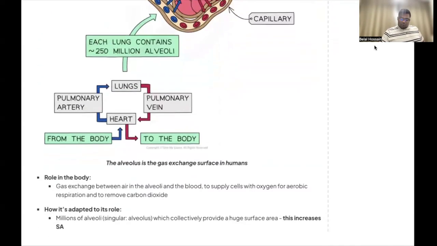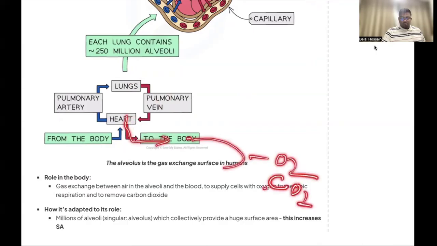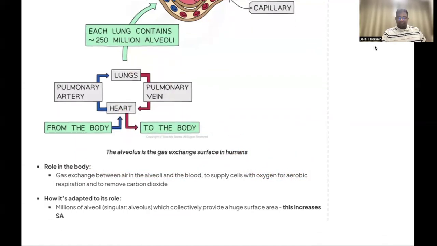So from the body, all the deoxygenated blood goes to the heart. The heart pumps it to the pulmonary artery. The pulmonary artery takes it to the lungs. From the lungs, it goes to the pulmonary vein. From the pulmonary vein, the oxygenated blood enters the heart. The heart pumps it back again to the rest of the body, where it gives off the oxygen, takes all the CO2, gets deoxygenated, returns back to the heart again, and the circuit is complete.